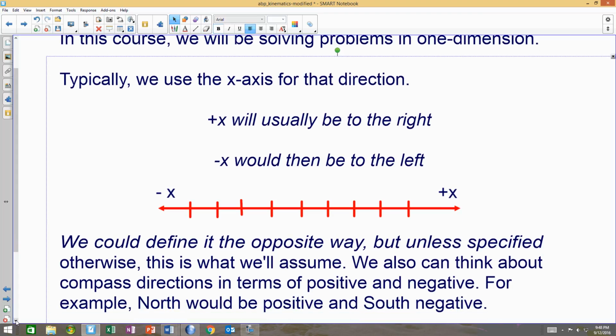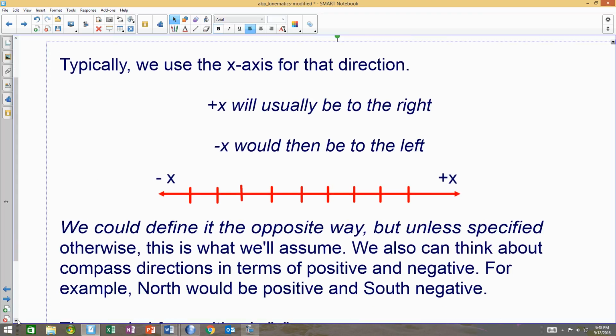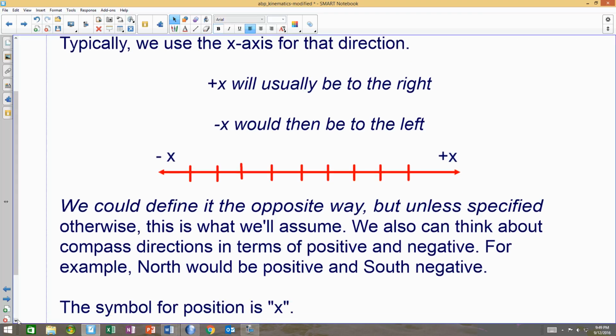And remember, we've defined the direction going to the right as being i hat, and the direction going to the left as being negative i hat. We can define it the opposite way if we need to, but unless we specify that, we have to assume that going to the right is plus x and going to the left is minus x.